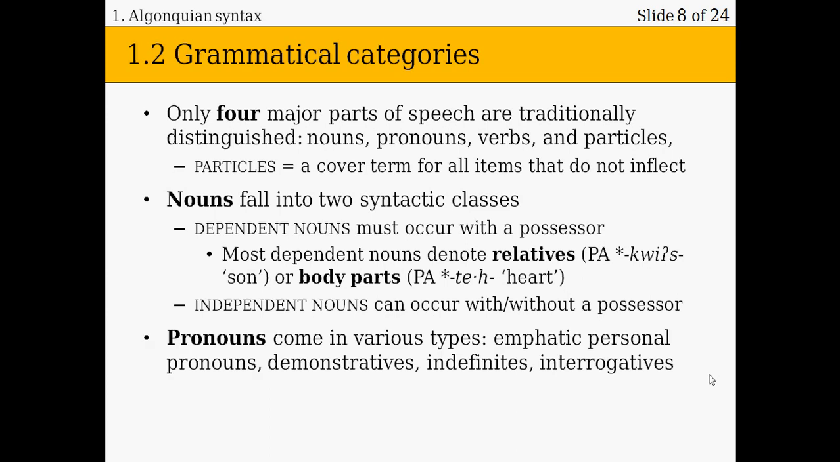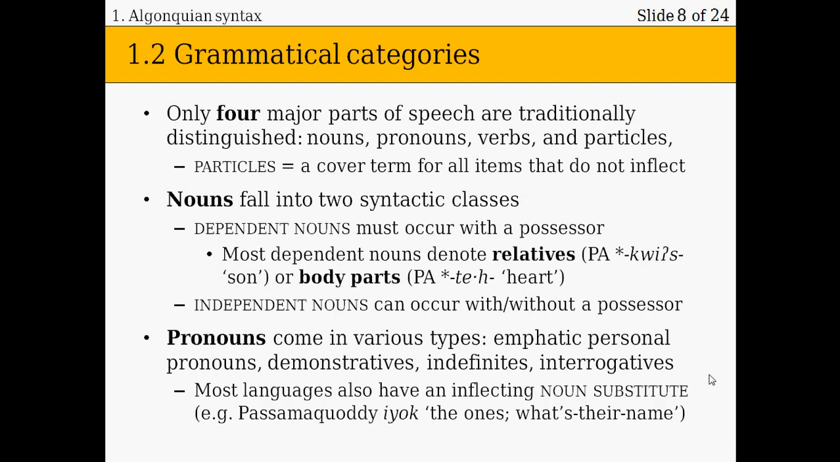Pronouns, there's not a lot to say about pronouns. They're kind of like pronouns in any language, so there are various types. So we have personal pronouns, which, as I said earlier, are only used for emphasis, right? So pronouns that mean things like I or you, they're only needed because the verb already expresses this. So you only need the pronoun if you want to emphasize it. There's usually a set of demonstratives for things like this and that, indefinite pronouns such as somebody, and interrogative pronouns such as who.